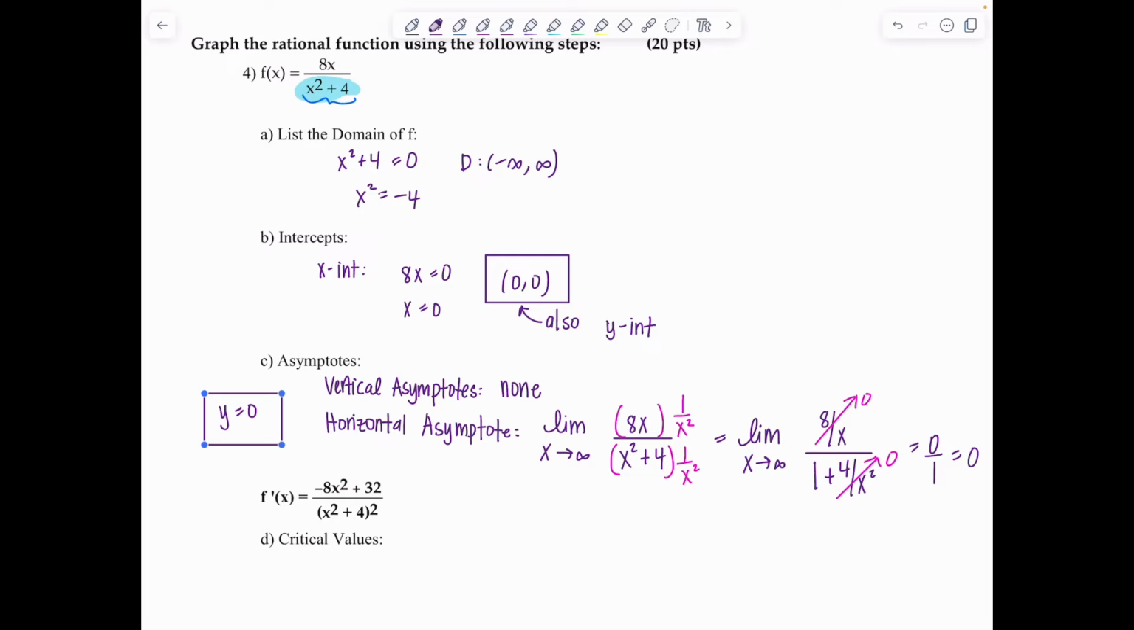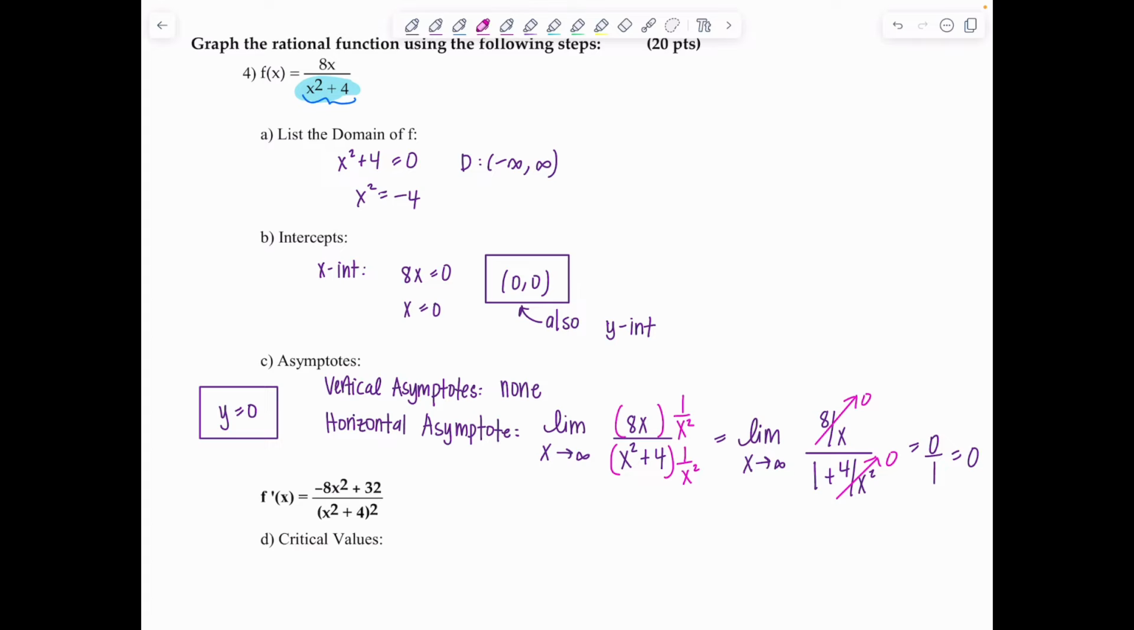Even if you were in pre-calc, you probably would have come up with that solution, no problem. Now, sometimes you have to check the limit as it goes to negative infinity also. Once in a while, they come out different. But in this case, it wouldn't have made any difference if this was going to negative infinity. I would have done the same thing, dividing by x squared.